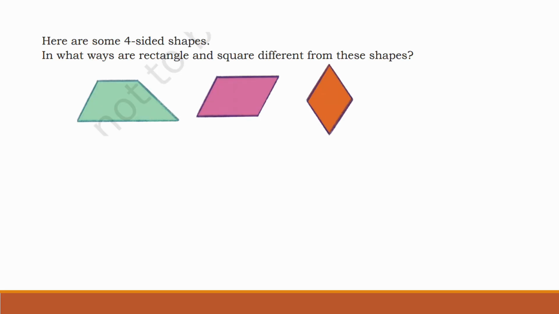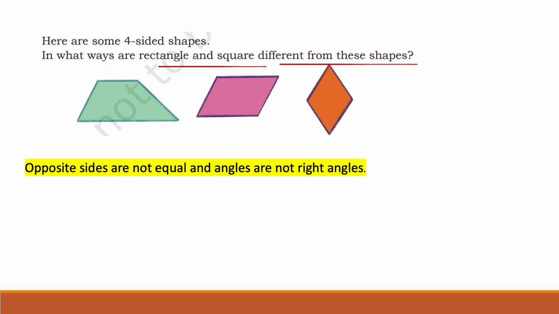Here are some four-sided shapes. In what ways are rectangle and square different from these shapes? See, in the case of rectangles and squares, the opposite sides are equal. Then what about the angles? All angles are right angles. Then what about these shapes? Opposite sides are not equal. See, this is shorter than this side. So, opposite sides are not equal. Then, what about angles? Angles are not right angles. In the case of squares and rectangles, all angles are right angles.